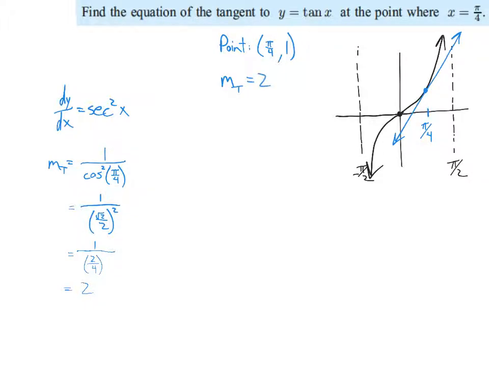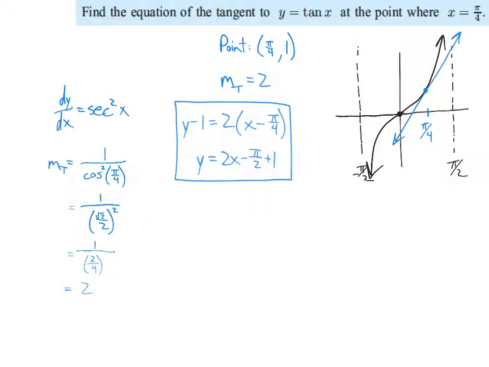And now we have to make the equation. It's the algebra 1 part of this. Just find the equation of the line. Alright, so y minus y1 equals the slope times x minus x1. If we want it in slope-intercept form, we'd solve it for y, so we'd have y equals 2 times x minus pi over 4, plus 1. Okay, that would be our equation of the tangent line. Either form here.